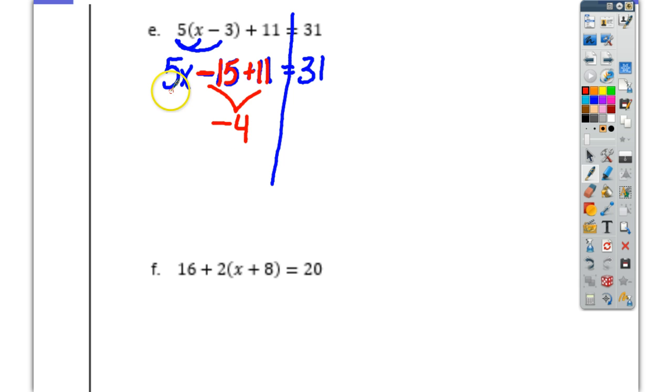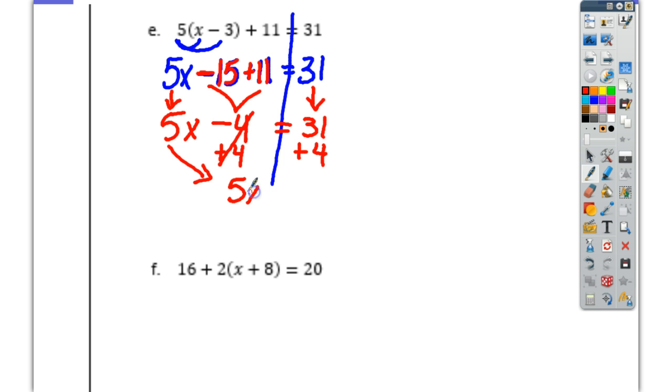4. Bring down your 5x. So now we have 5x minus 4 equals, and bring that down, 31. Now they're like the examples we just did on the previous page. Now we can red rover and get our constants together. Let's get our numbers together. Plus 4 to both sides. So now I have 5x equals 35. When I add these together, divide both by 5, x equals 7.